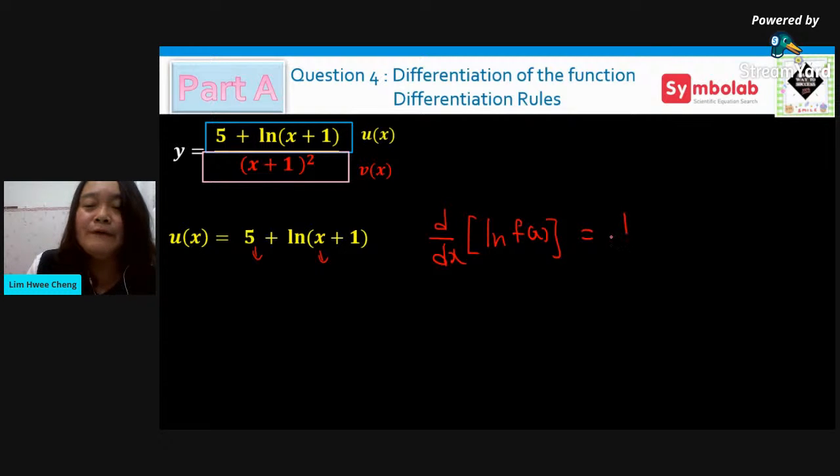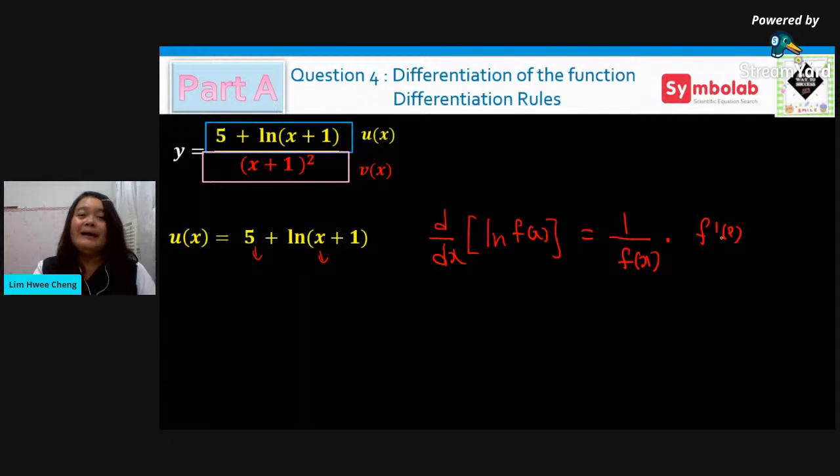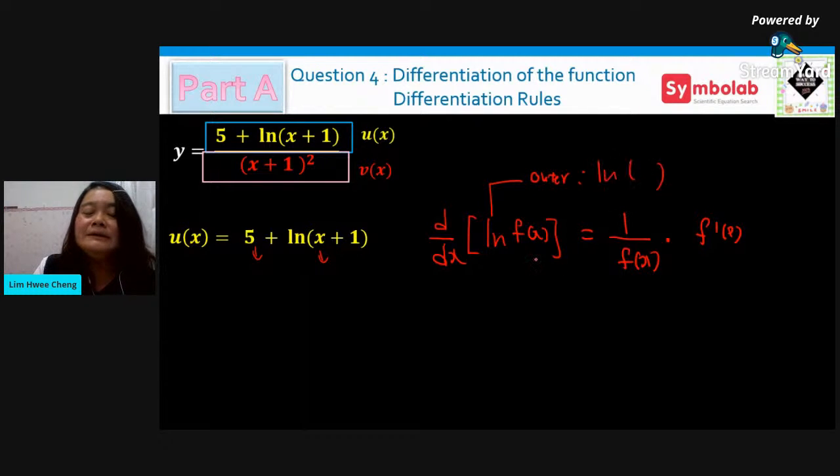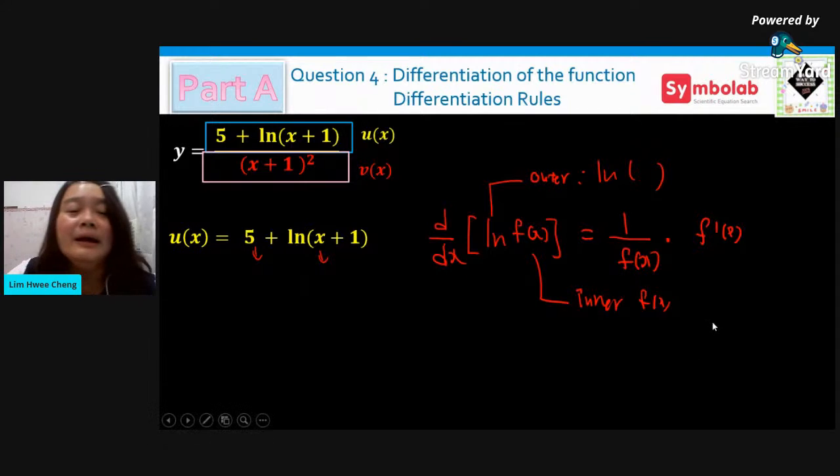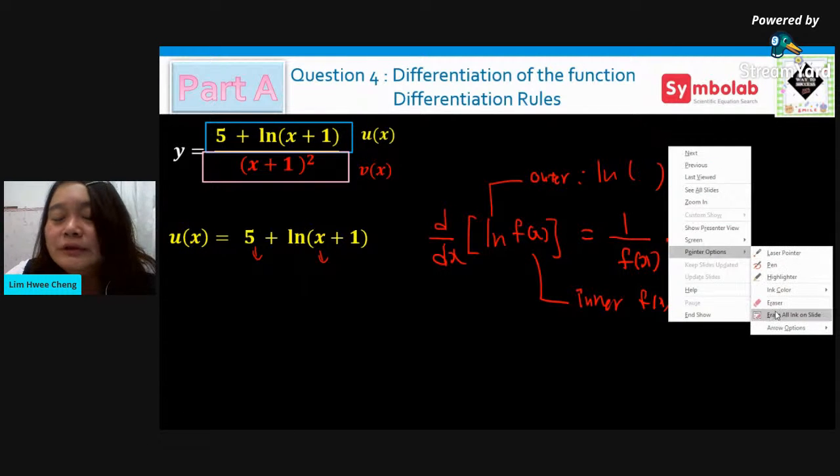So you are going to have 1 over f(x) multiplied with the f prime. Again, we apply the outer-inner differentiation. So we have the outer function, which is the ln function, and the inner function, which is f(x). That's why we differentiate our outer first. Ln, I will get 1 over f(x) multiplied with the f prime. Okay, so this one you have to take notes.